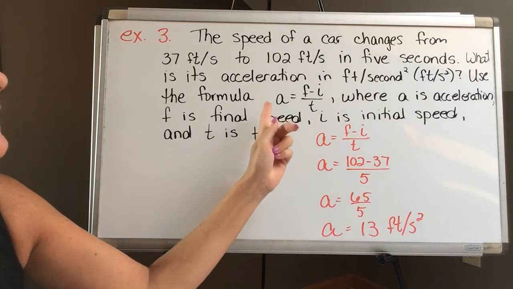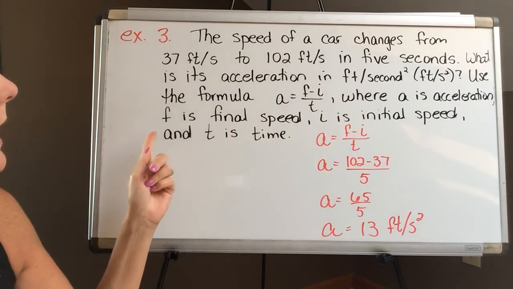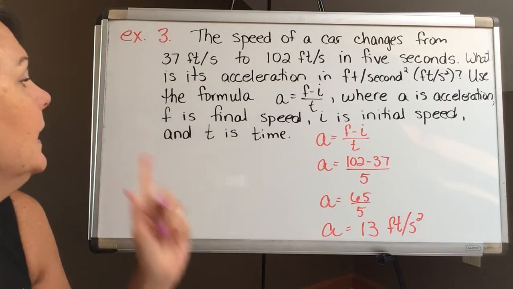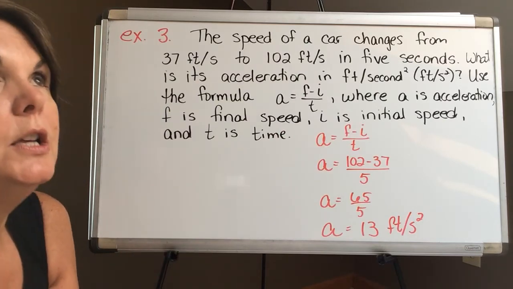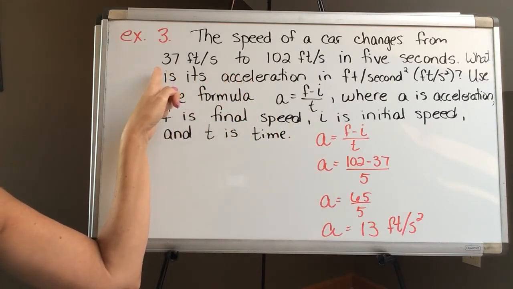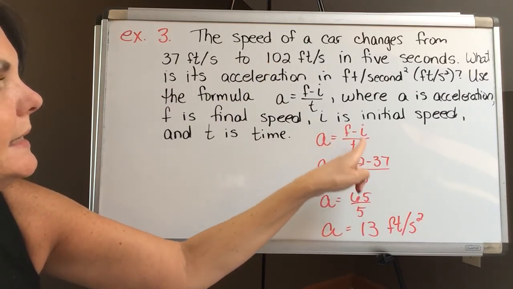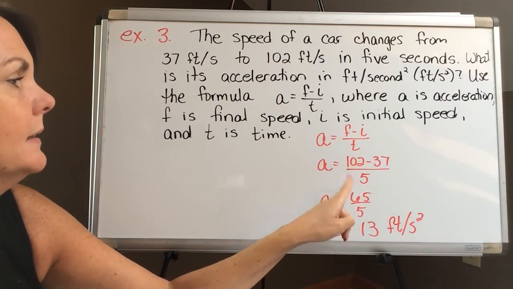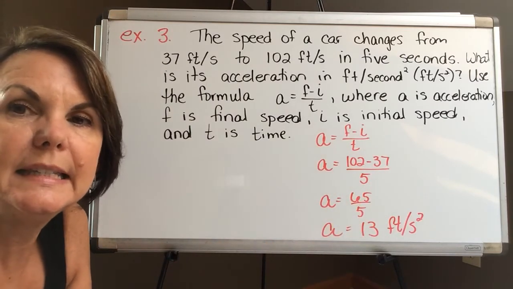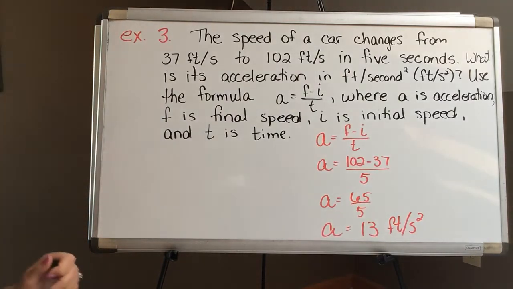Use the formula, acceleration equals F minus I divided by T. A is acceleration, F is your final speed, where do you end up? I is your initial speed, and T is the time it takes you to get there. So now we're going to just substitute in what we know. Our final speed, we're going from this initial to this. So 102 is my final, 37 is my initial in 5 seconds. 102 minus 37 is 65 over 5, which means you're accelerating at 13 feet per second squared.